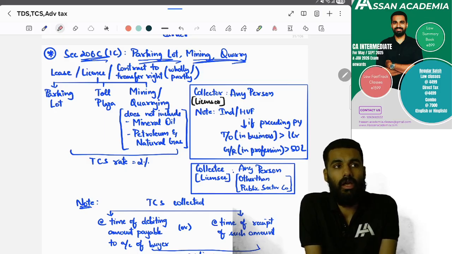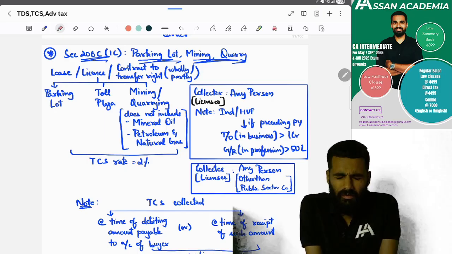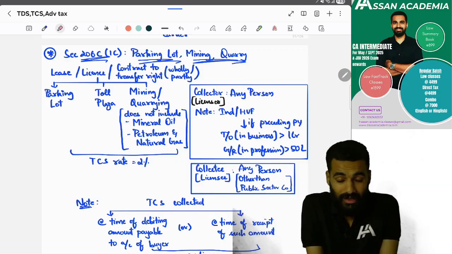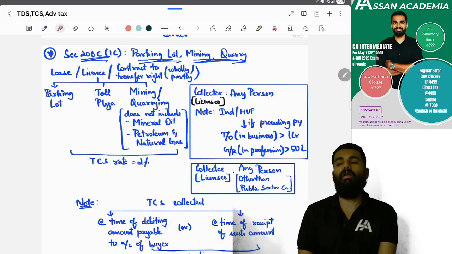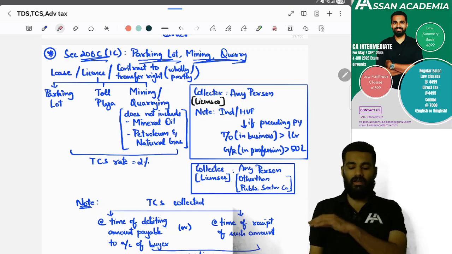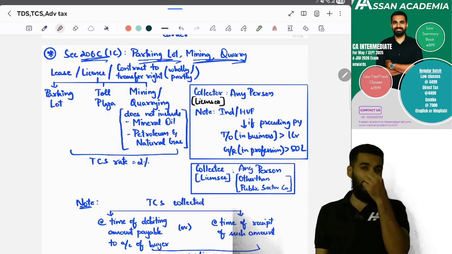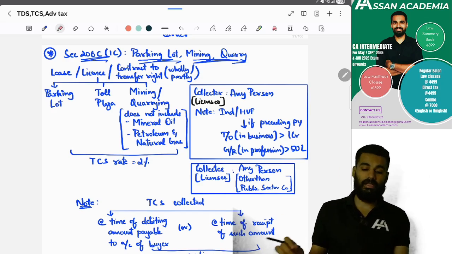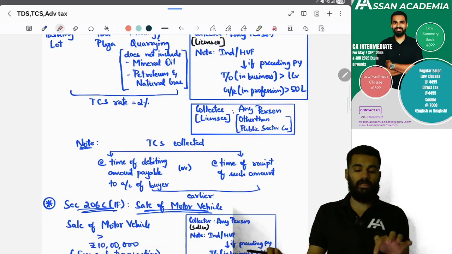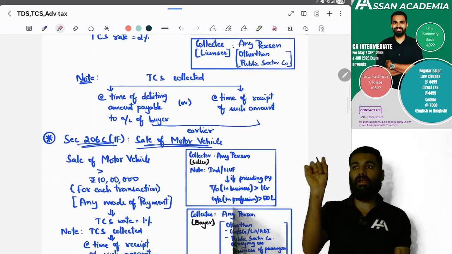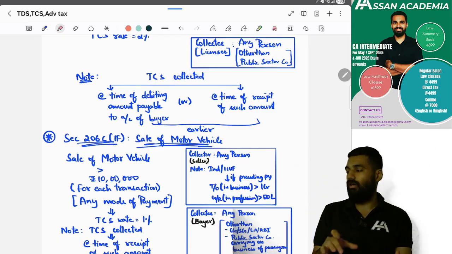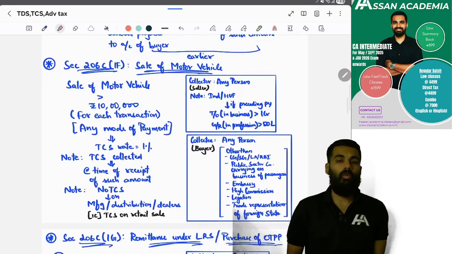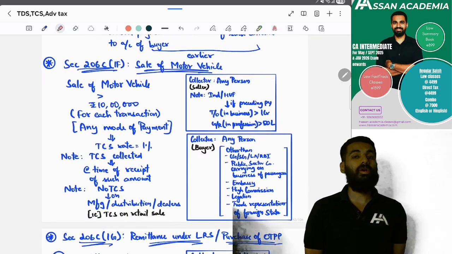If the individual is an HUF, if he is having turnover of more than 1 crore or gross receipt of more than 50 lakhs, then only this particular collector will collect TCS from the collectee other than public sector company. Yes or no? What is the TCS rate? 2%. And he will collect either when he is debiting the journal entry or when he is collecting the amount, whichever is earlier.